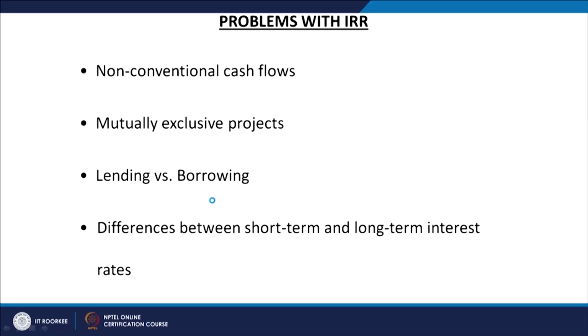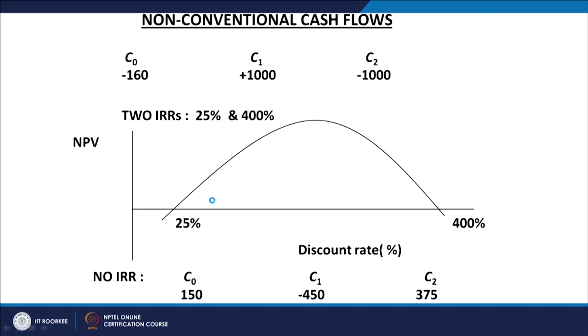What are those limitations? If we know the limitations associated with IRR, we will probably be in a better position to use this particular criterion of discounting the cash flows, calculating the net present value, or evaluating capital budgeting proposals. So, the first problem is non-conventional cash flows. Now, what are non-conventional cash flows?